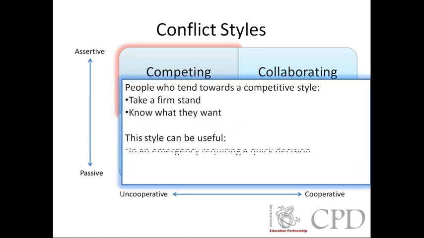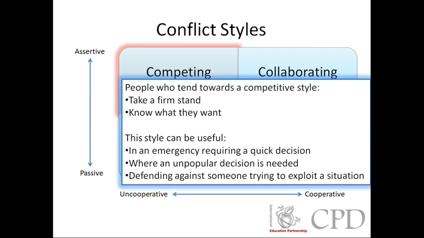A competing conflict style: someone who takes a competitive style would take a firm stand. They're very assertive, they know what they want, and they're not particularly cooperative. It can be useful using this style in a situation where there's an emergency and a quick decision is required, or an unpopular decision is needed, or trying to defend against someone exploiting a situation.